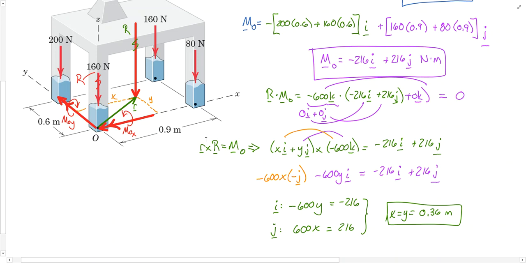The other process that a person could use here is just say, well, how far away in the y direction here do I have to move the resultant so that it produces this moment around the x-axis? And so you could say R times y equals MOX, and you can tell by inspection that you would have to move the force in the positive y direction to produce the moment around the x-axis that's in the negative. So you could work with magnitude. 600 times y is equal to 216, and you would find the same answer, y is 0.36 meters. Just kind of a different way of doing it.